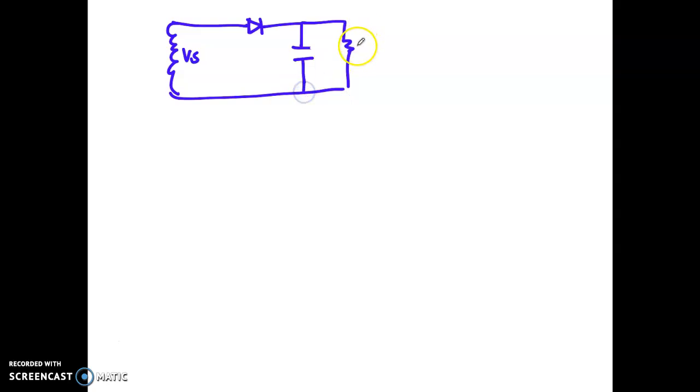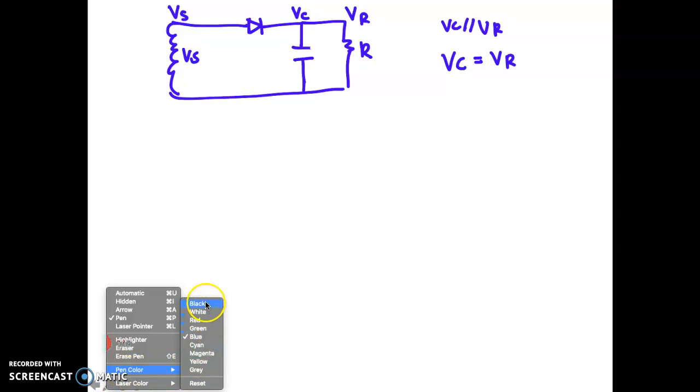So in your diode circuit, this is your Vs, this is your diode for half wave. You are going to connect your capacitor in parallel to your load. This will be your load. The voltage across the capacitor we call Vc, the voltage across the load we call Vr, and the voltage before the diode we call Vs. Looking at the circuit, your Vc and Vr are in parallel, so your Vc will always be the same as your Vr. Now let's have a KVL equation from the circuit.